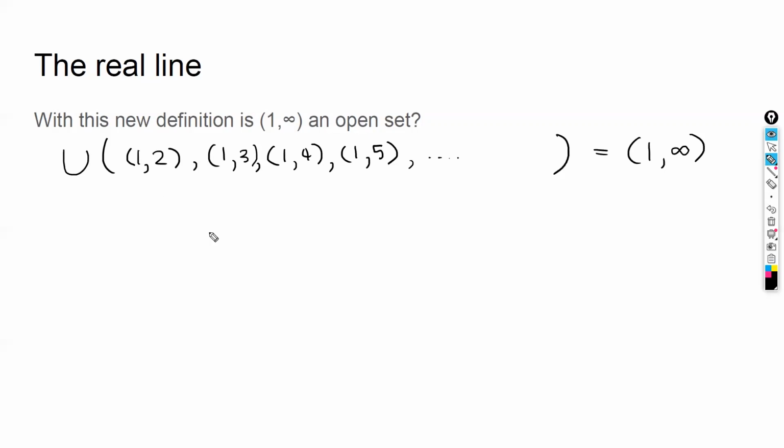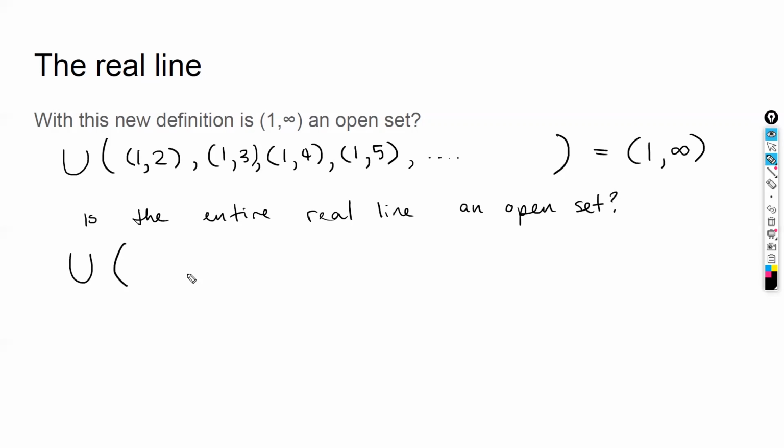I can also ask, is the entire real line an open set? And the answer is again, yes, right? Because I can construct this again. What do I take the union of? Well, I have different options, but I could, for example, take (-1, 1), (-2, 2), (-3, 3), and so on and so forth. I can take this infinite set, and if I take the union of all of those intervals, what I get is the entire real line, which I can write using this sort of boldface R.